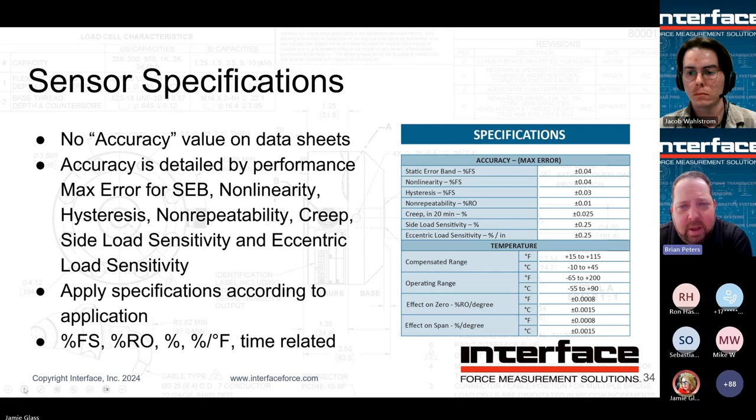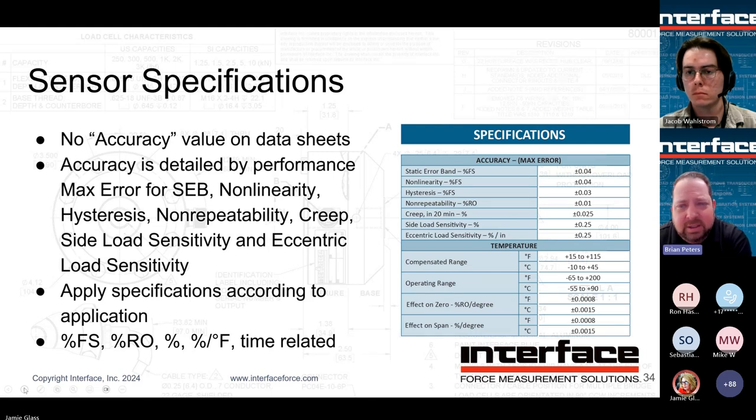we calibrate and ship. Static error band is going to be a combined value, which we'll show here, but we've got nonlinearity, we've got hysteresis, non-repeatability, creep, side load, centric load. So we're going to touch on most of these today, and then also touch on temperature later. But it's important to note how the different specifications impact from a unit standpoint, right? Whether they're a function of your reading, whether they're a function of change as in temperature, whether they're a function of full scale value. So even though you may be using a portion of it, now that error starts to take up a larger portion of your error budget, if you will.